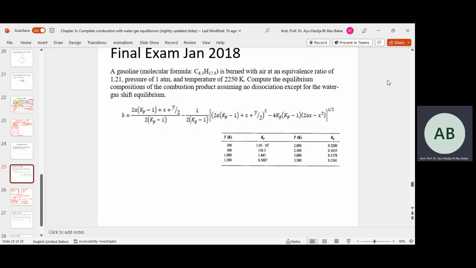Today we will proceed with, still continue with chapter 3C for the water gas shift equilibrium reaction. Okay, we had done the example last class. So today we will proceed with the exercise. This is from final exam question 2018.